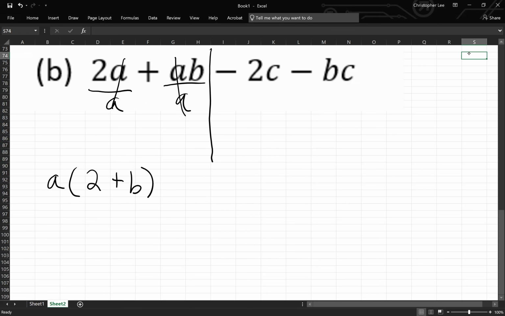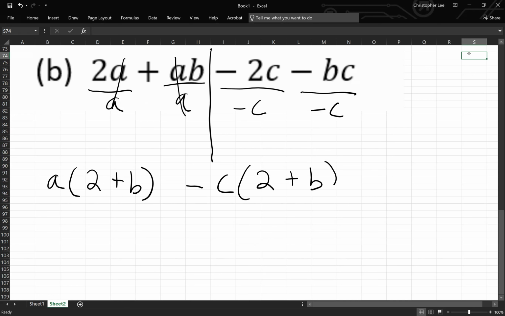Very good, right? Now in my right-hand group, which is the negative 2c minus bc, what is my greatest common factor there? Negative c, right? Very good. So now remember, it's like I'm dividing by negative c. So what's left over? 2. Very good. In case you didn't see it, negative negative cancels out, c cancels out. So that's how we get that 2 plus b.